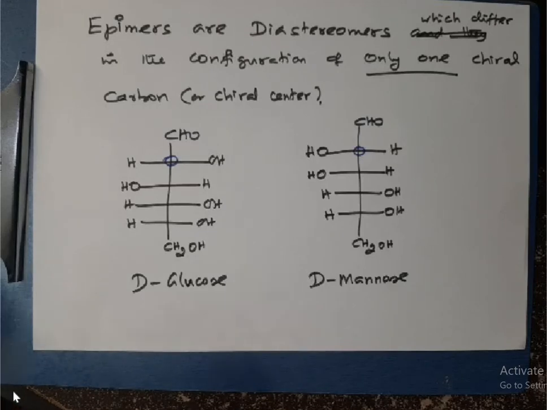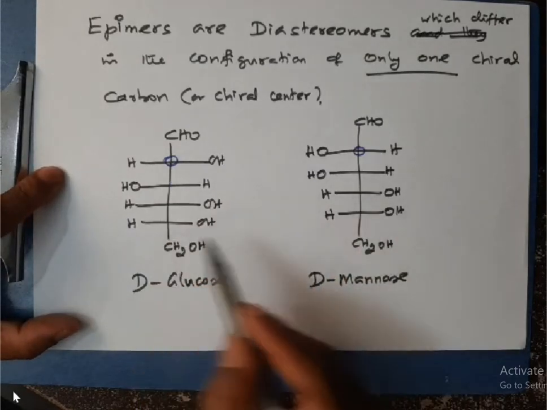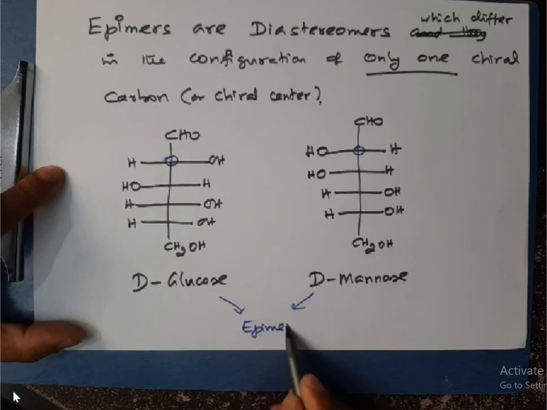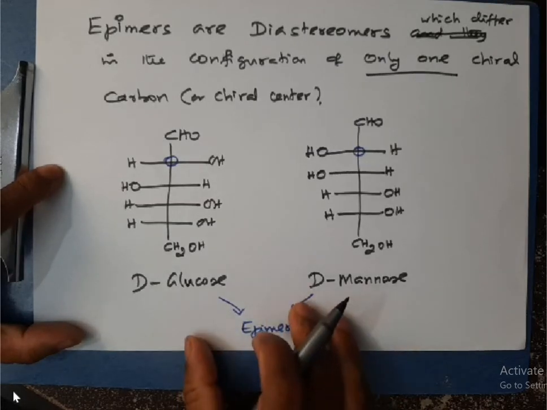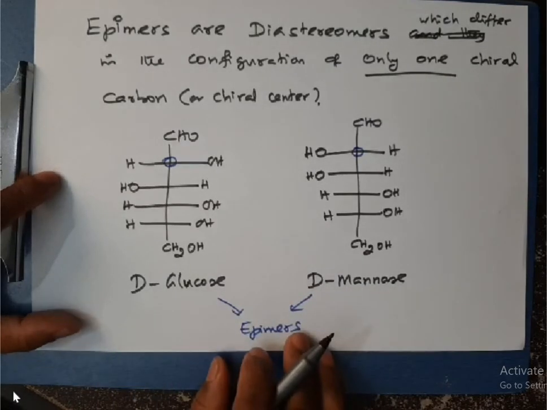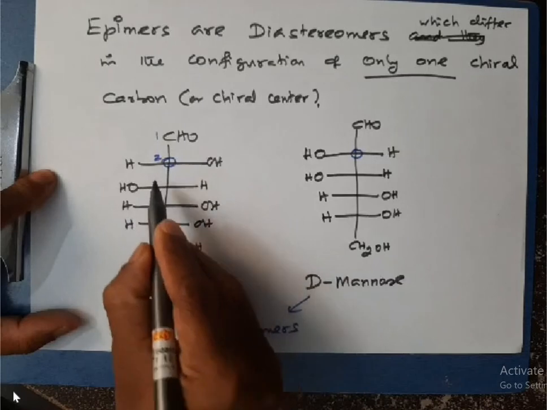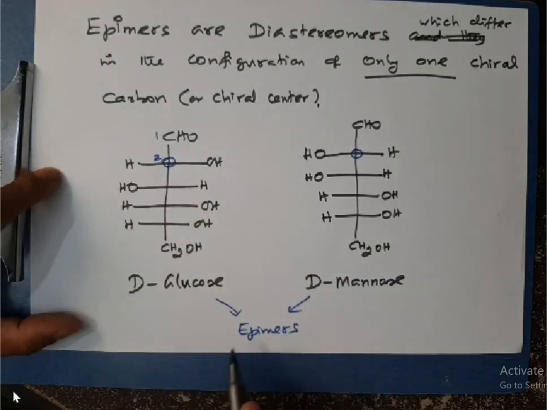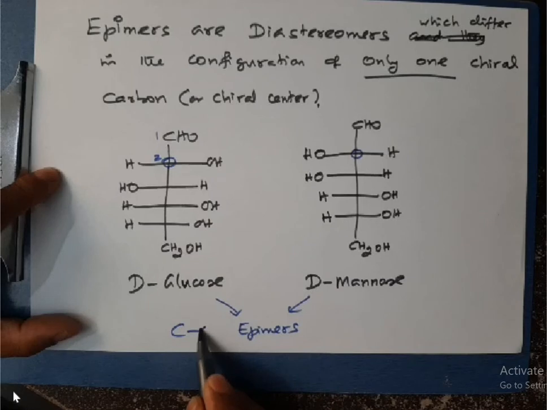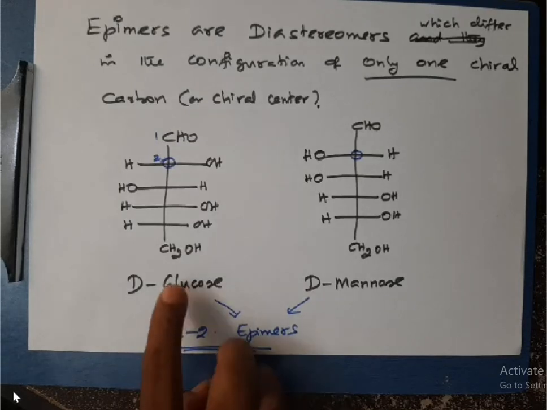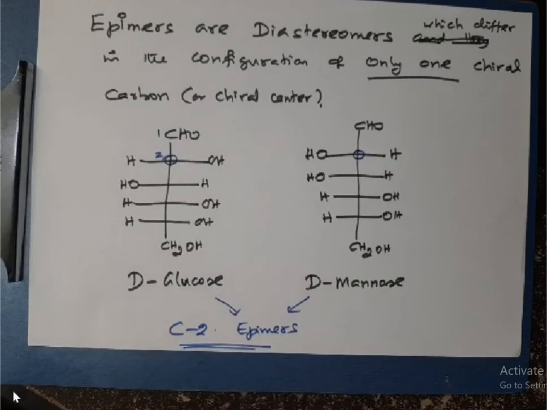Okay, so D-glucose and D-mannose, they are epimers. In which carbon atom they differ, students? This is carbon number 1, carbon number 2, right? At carbon number 2. Therefore, we call them C2 epimers, which means they differ in carbon number 2. So, D-glucose and D-mannose are C2 epimers.